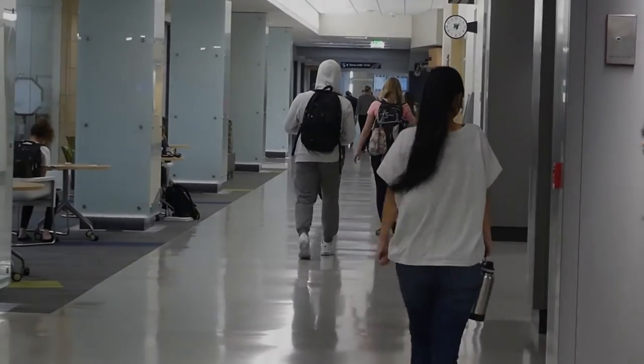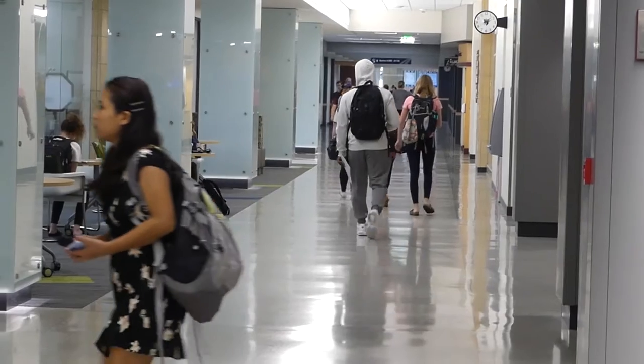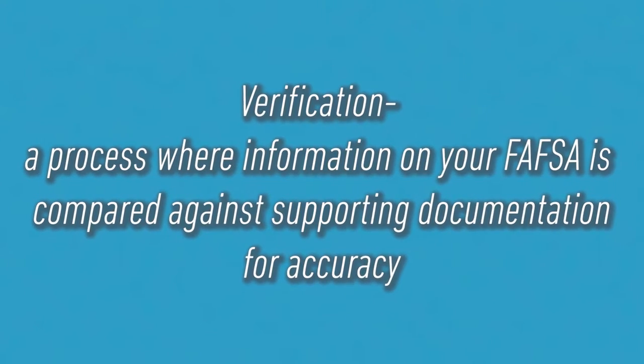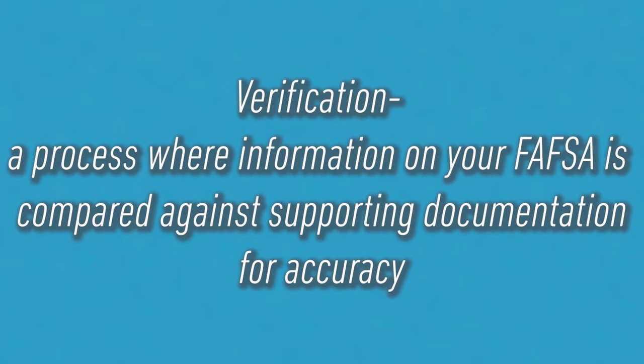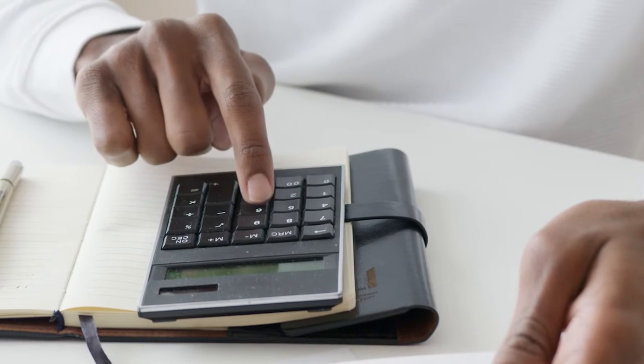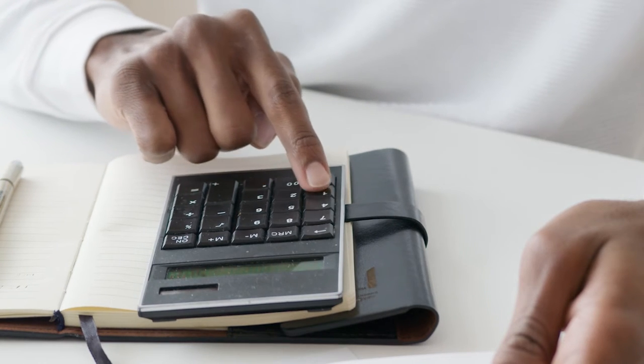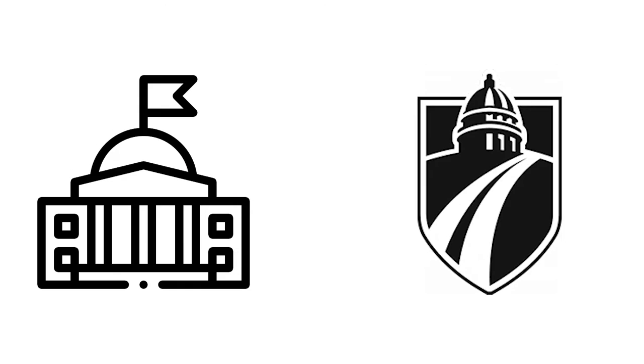Once you have applied for financial aid by submitting your FAFSA, you may be selected for verification. Verification is a process where the information on your FAFSA is compared against supporting documentation for accuracy. This is to ensure that a student's federal aid eligibility is calculated accurately. The federal government decides who must go through verification and who does not.